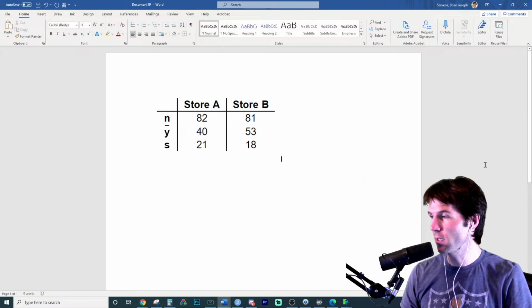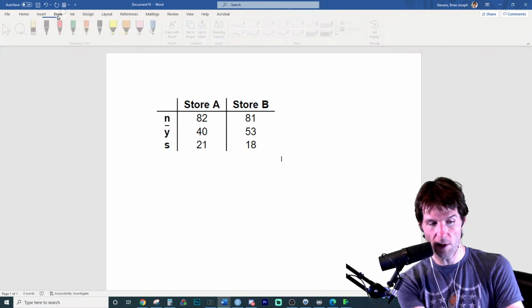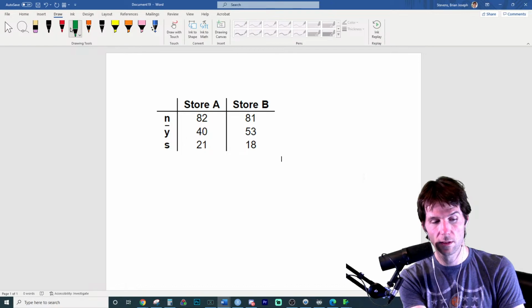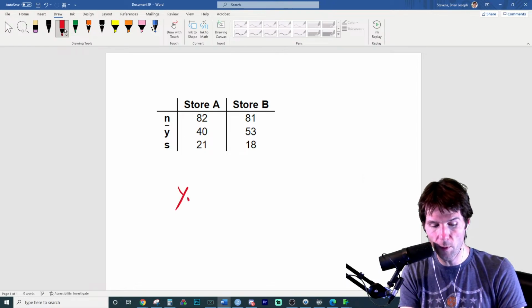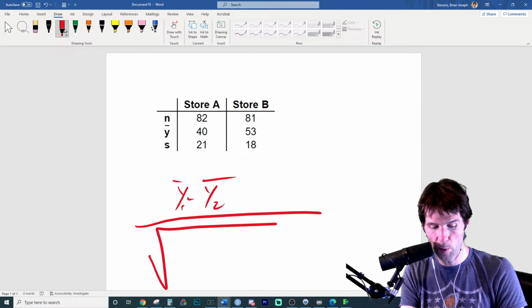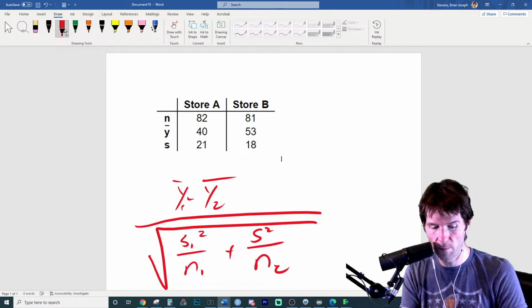Here we go. The t statistic right here is going to be calculated via the following equation. The equation is, let's go green and go red. Y bar 1 minus y bar 2 over square root s sub 1 squared over n sub 1 plus s sub 2 squared over n sub 2.